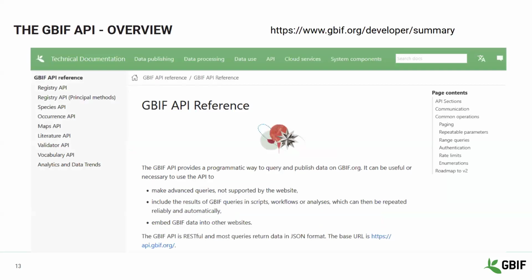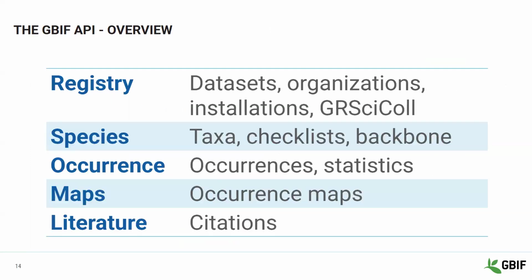Going to a little bit more details about API, you can go to this particular page, gbif.org/summary, and you will get all the details about the API and very detailed documentation. So if someone wants to understand them and explore different APIs, this is the place you need to be visiting. As I already mentioned, there are five entry points for querying APIs.